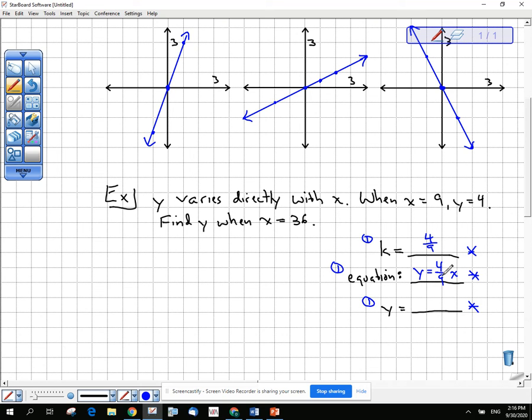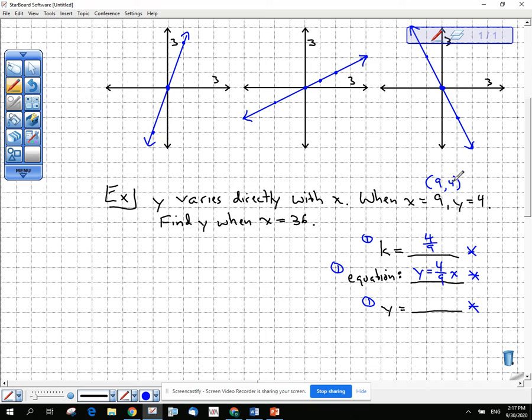Now that you have this equation, now you can answer the question. What is y when x equals 36? By the way, when x equals 9, y equals 4, that is the ordered pair 9, 4, right? And if they said it the other way around, when y equals 4, x equals 9, that's the ordered pair 9, 4. You got to link these together.